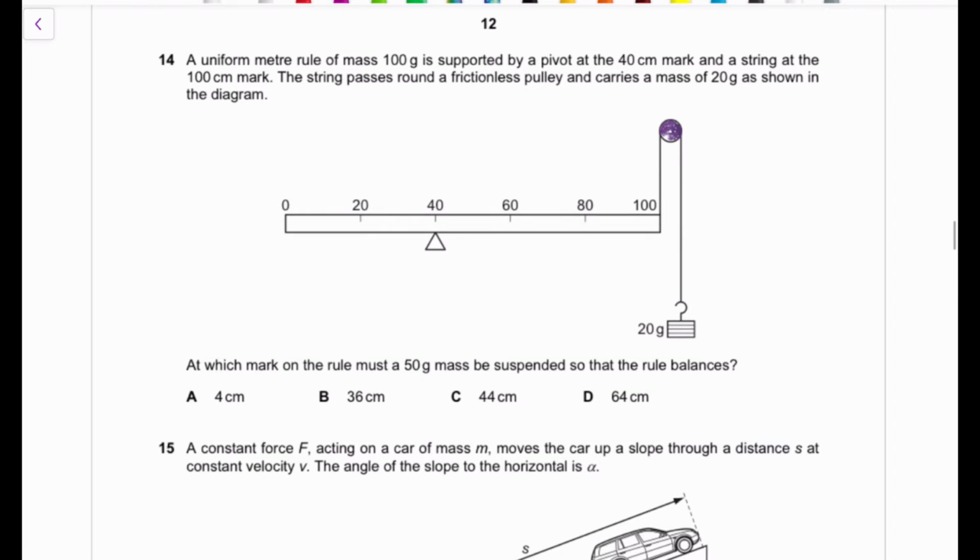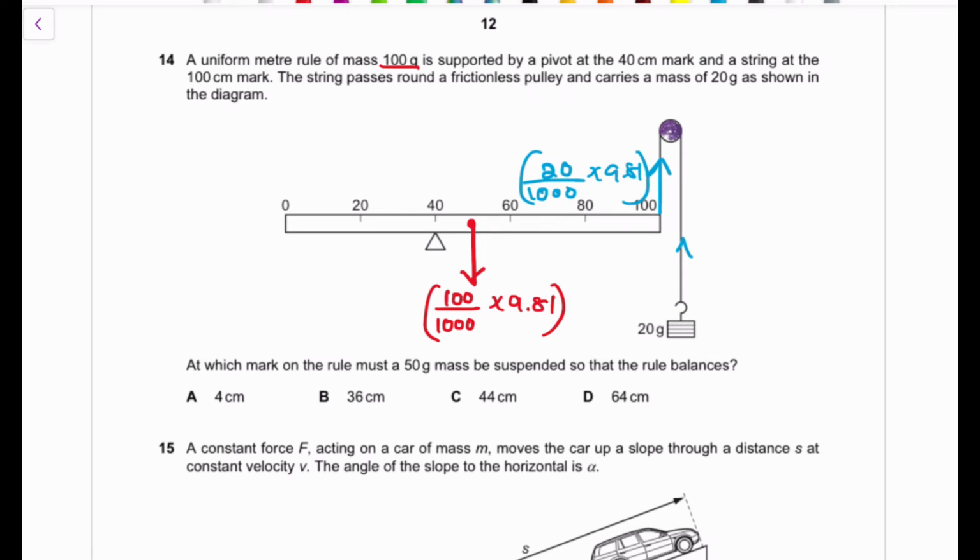So the ruler has mass 100 grams, so we're going to go to the 50 centimeter mark, and this is where we're going to have the mass of the ruler acting down. To transfer mass into a force, it's going to be 100 over 1000 times 9.81. So that's going to be the force acting here. Then on this side, we're going to have tension, and for this force, we're going to have 20 over 1000 times 9.81.